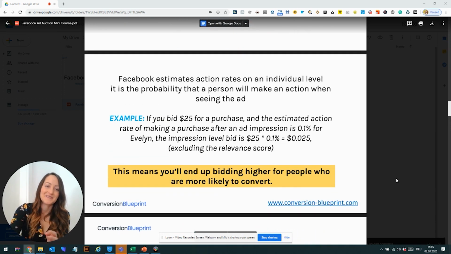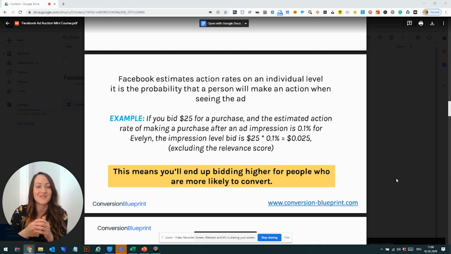This is a bit complicated, so I want to give you an example. If you bid $25 for a purchase, because that's what the conversion is worth to you, and the estimated action rate of making a purchase after an ad impression is 0.1% for Evelyn, so for this specific user, right, the impression level bid is $25 times 0.1%, so $0.025. And this is before we add the relevancy score. This means you'll end up bidding higher for people who are more likely to convert. I already touched on that. So the higher quality audiences cost more.